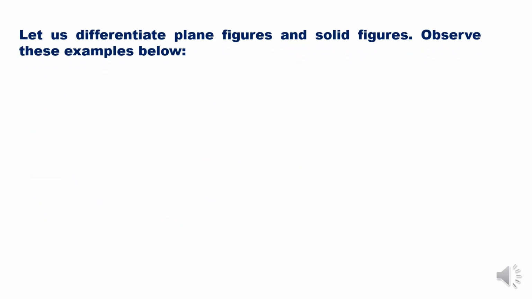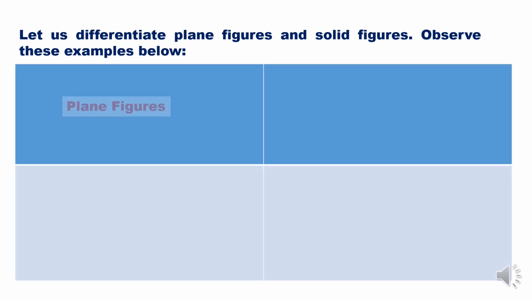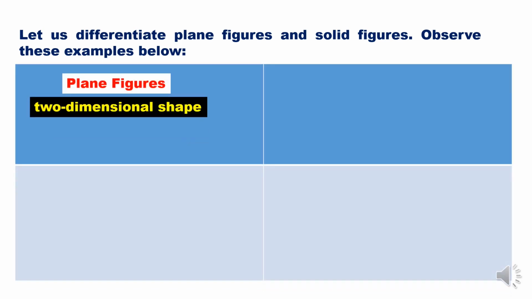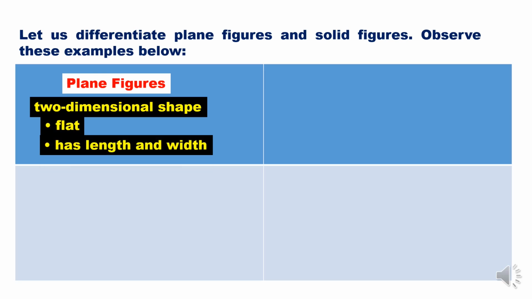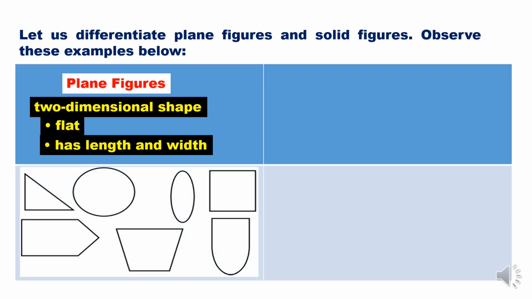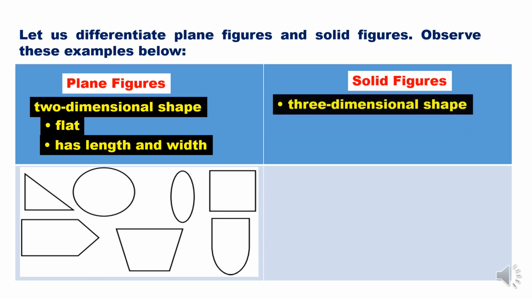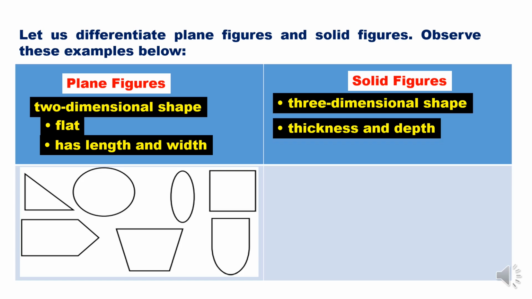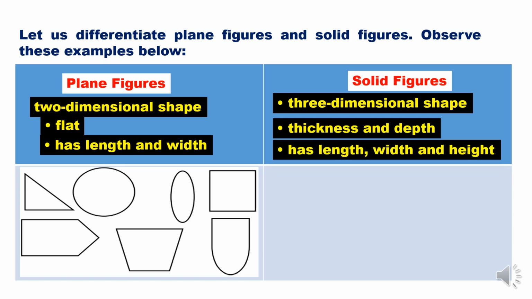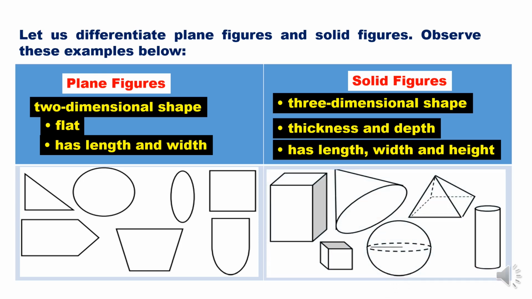Let us differentiate plane figures and solid figures. Observe these examples below. A plane figure has two-dimensional shape, flat, has length and width. These are examples of plane figures. While solid figures has three-dimensional shape with thickness and depth, has length, width, and height. And these are examples of solid figures.